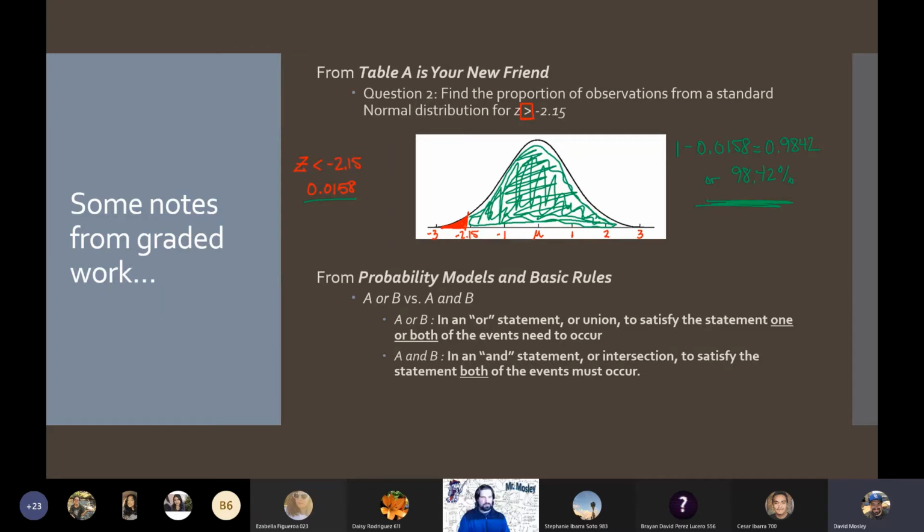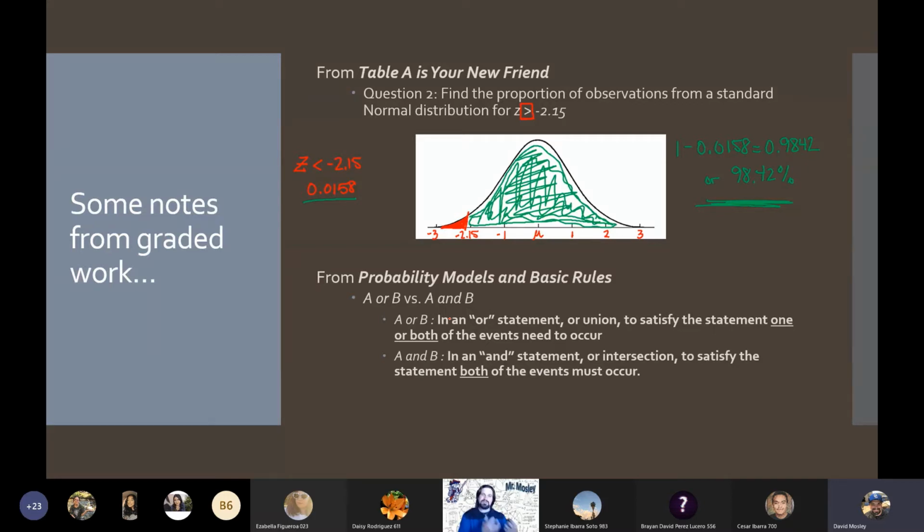Okay. The other thing that jumped out at me as a common misconception was understanding the difference between A or B versus A and B. This came up because the discussion board, probability models and basic rules, had you consider two events that were disjoint or mutually exclusive, and then the probability of the or statement happening, one or the other of those two things occurring.